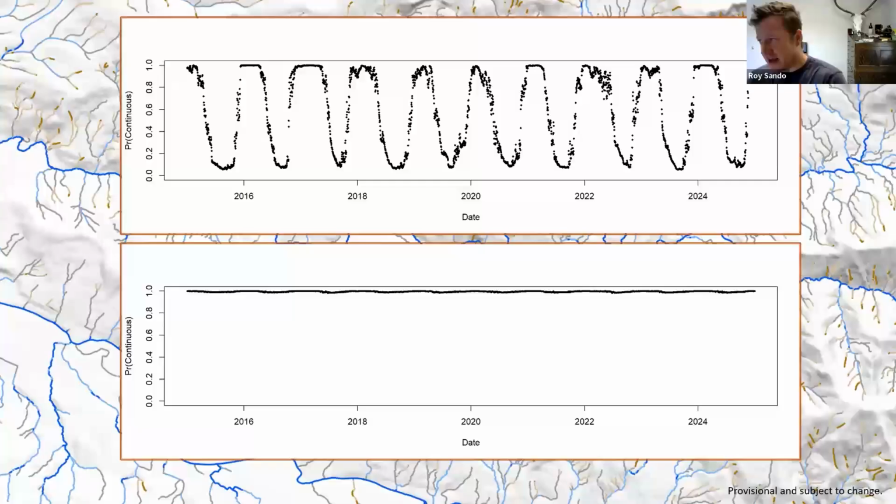And here's two examples of that. We have an example for a stream that goes dry periodically and a perennial stream that never goes dry from 2015 to 2025. And you can see how the Bayesian predictions actually capture these seasonal dynamics in the intermittent stream. And yet in the perennial stream, it's also able to capture the fact that it never really goes dry. So some very cool updates coming there.